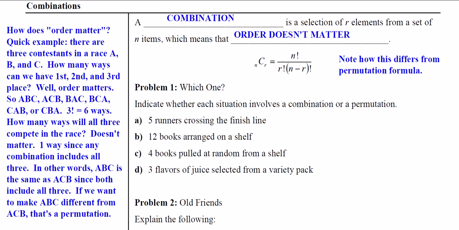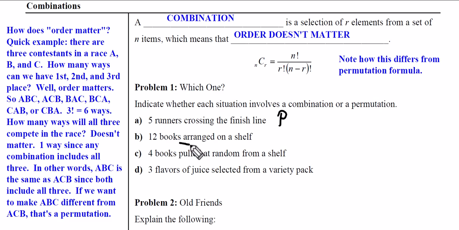If 5 runners are crossing the finish line, does it matter in which order they finish? If you said yes, it's a permutation. If you said no, it's a combination. So if it matters how they cross the finish line because it's a race, then this would be an example of a permutation.